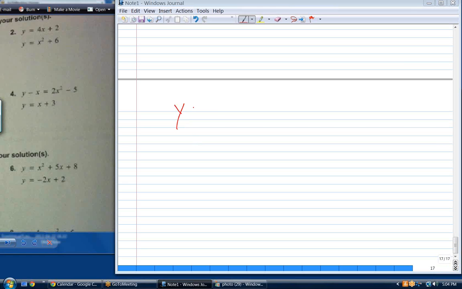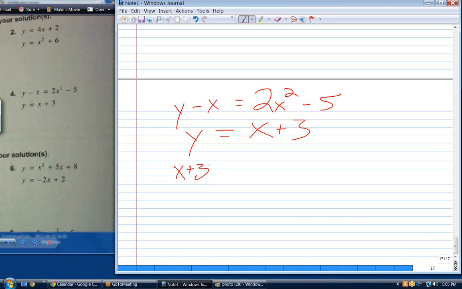So number 4, now they're mixing it up a lot on us. It's the first thing I want to do here. Add x, I can do multiplication. Yeah, I can do that, and then I can equate the right side to the other right side. But notice something else I can do. Since this asked us to do it by substitution, I'm going to take y equals x plus 3 from the second equation, and substitute x plus 3 wherever I find y in the first equation. So in place of this y, I'm going to write x plus 3, and then minus x equals 2x squared minus 5.